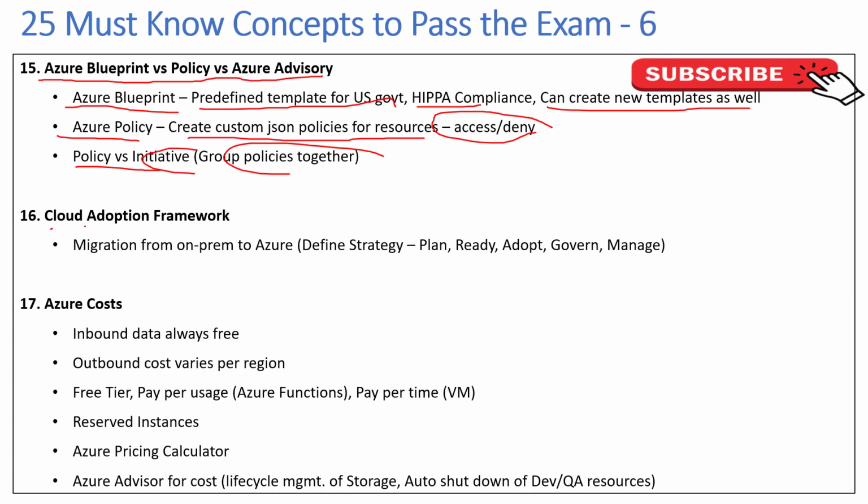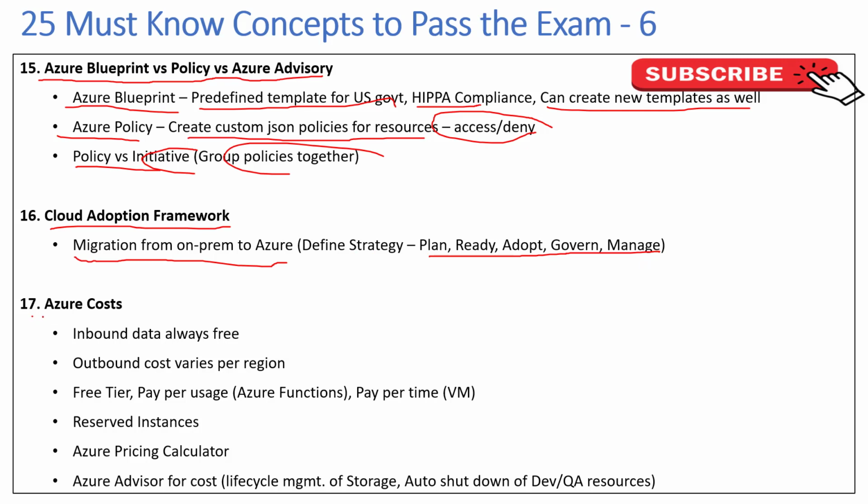Now you need to know what is cloud adoption framework. It's basically a strategy document or a framework that provides you guidance on how to migrate from on-prem to Azure. So what are the kind of things you need to think through from a strategy perspective? It helps you plan, be ready, adopt, govern, and manage. It's more like a strategy document on migration.